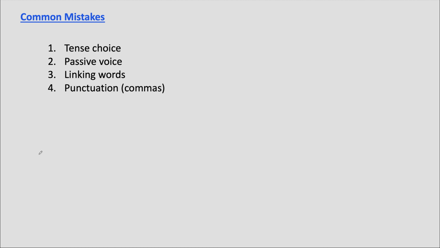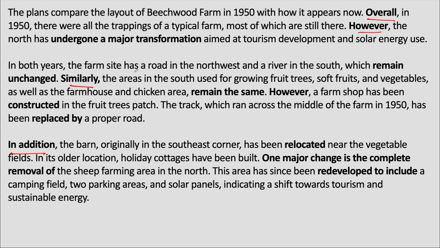Punctuation is another small but important area. Pay attention to commas after these transition words. And notice commas in long sentences and lists. Incorrect or missing commas can confuse meaning and they do affect accuracy and control.